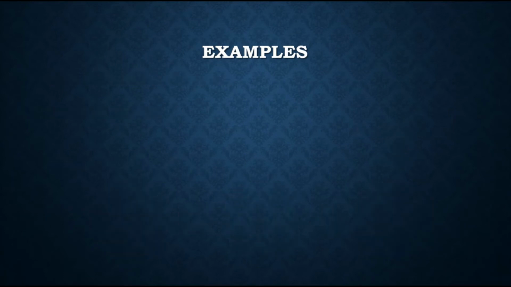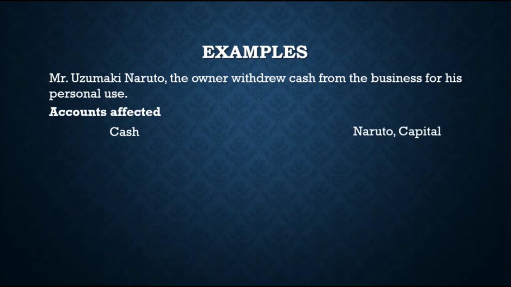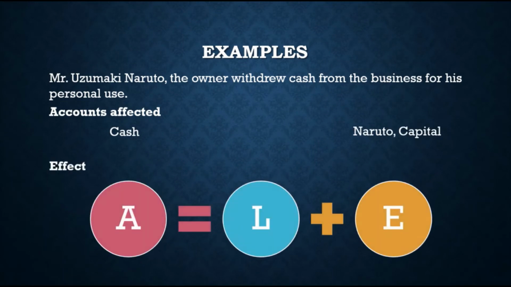So next transaction naman is Mr. Naruto, the owner, withdrew cash from the business for his personal use. So si Naruto daw nag-withdraw ng cash sa kanyang business. So ang accounts na affected dito ay cash and also capital. Since ang accounts affected ay cash and capital, walang magiging effect sa ating liabilities. There will be a decrease in cash in this transaction kasi kumuha si Naruto for his personal use ng cash, tapos mababawasan din ang capital kasi kumuha si Naruto ng cash dun sa ininvest niya kanina.